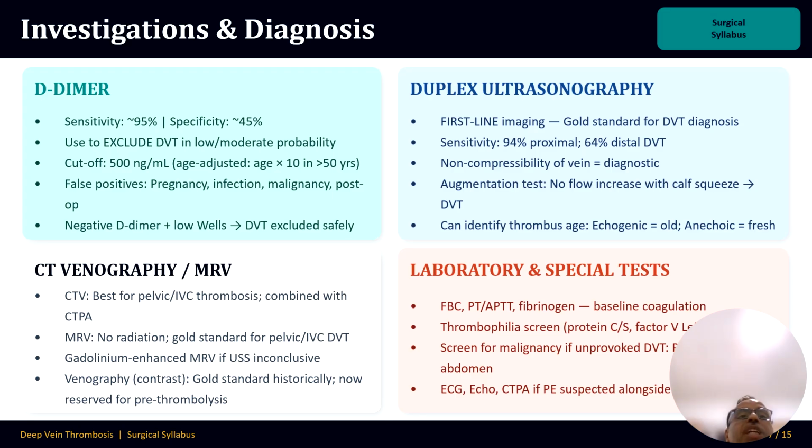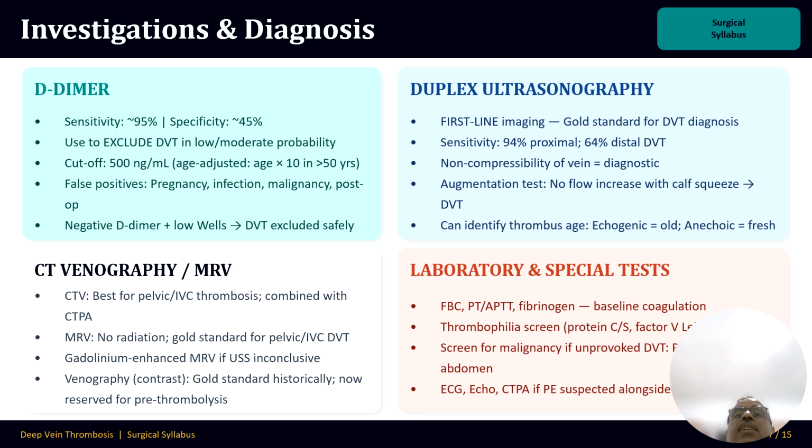With a negative D-dimer test and a low Wells score of 0 or 1, you can exclude deep vein thrombosis very, very safely. So the importance of the D-dimer test is to exclude deep vein thrombosis in a patient whose Wells score is of low or moderate probability. That is the importance of doing this D-dimer test.